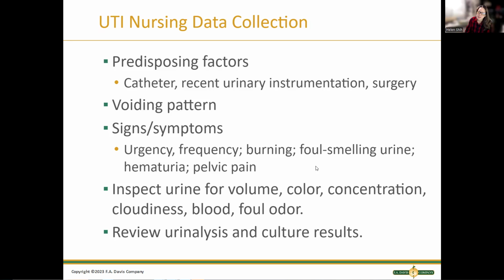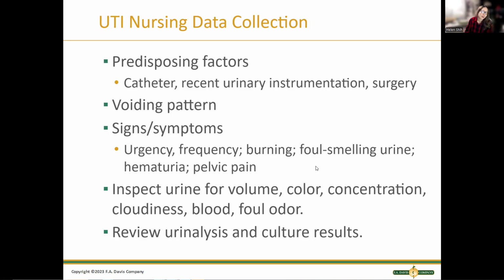If they're peeing less than 4 times a day, that could be that they're not voiding enough because they have urinary retention, which then increases your chances of developing a UTI. Or if they're urinating frequently, more than 6 times a day, that could mean that they have an active UTI going on. Then the signs and symptoms, again, we're looking at urgency, frequency, burning, foul-smelling urine, hematuria, and pelvic pain.